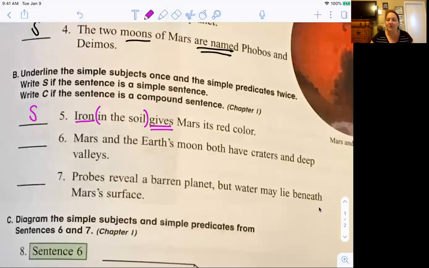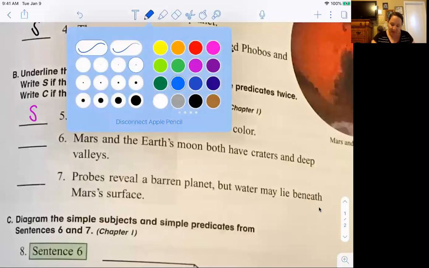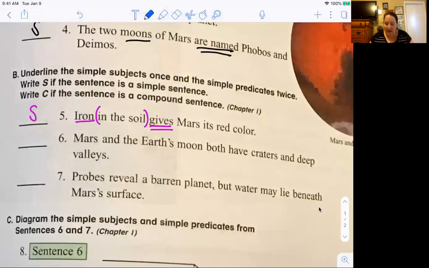Number 6. Mars and Earth's moons both have craters and deep valleys. Okay. Do we have prepositional phrase? Nope. We don't have prepositional phrases. What's our predicate? What's our verb? Have. Who or what have? Moon. Well, yeah, it's moon have. Oh no, it's Mars and moon have.